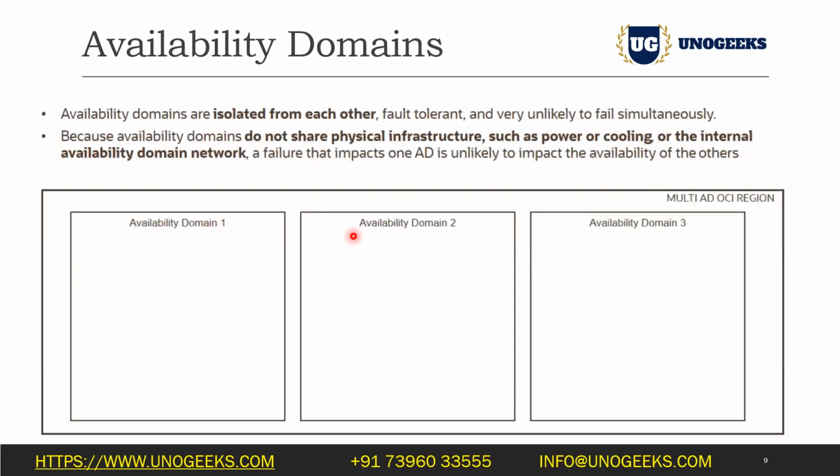This is a multiple-AD OCI region. In this case, you have 3 availability domains, and if one AD goes down, you still have the other 2 availability domains up and running. In the case of Ashburn, Phoenix, Frankfurt, and London, all these regions have 3 ADs. These ADs are isolated from each other, fault tolerant, and very unlikely to fail at any given point of time.